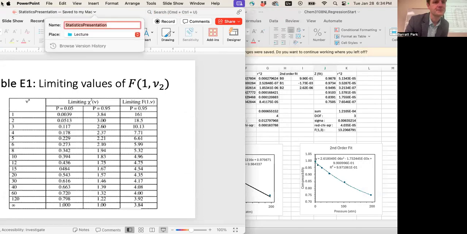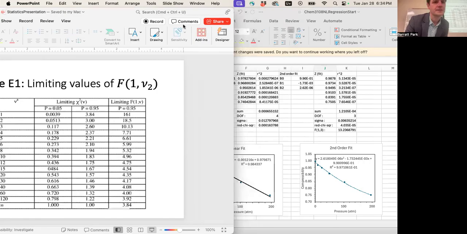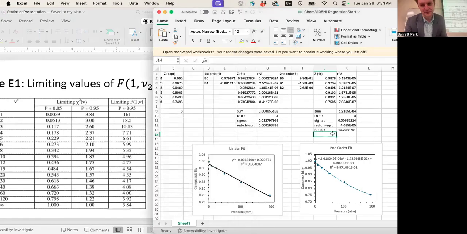Oops. It's not letting me grab the right place, doesn't matter. Okay, it should be 10.13. And now we can see 13.2 is greater than 10.13, so we should include the extra B2 coefficient in our fit.